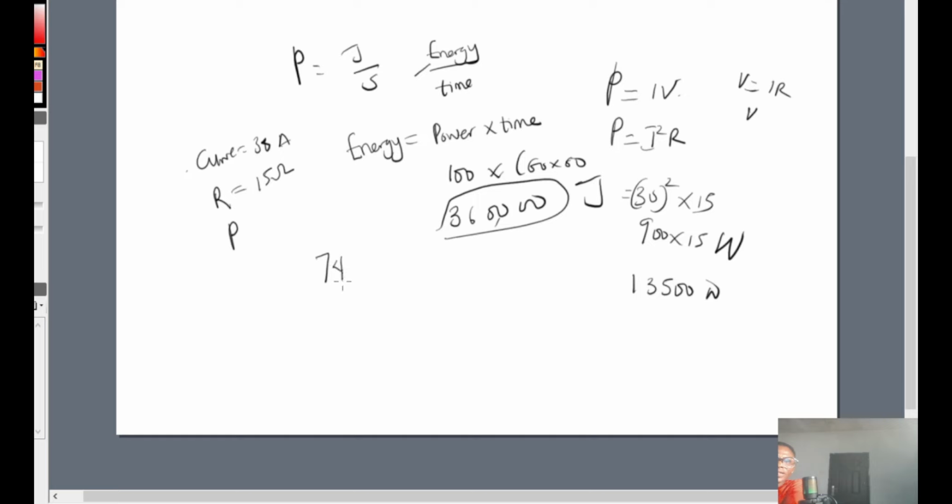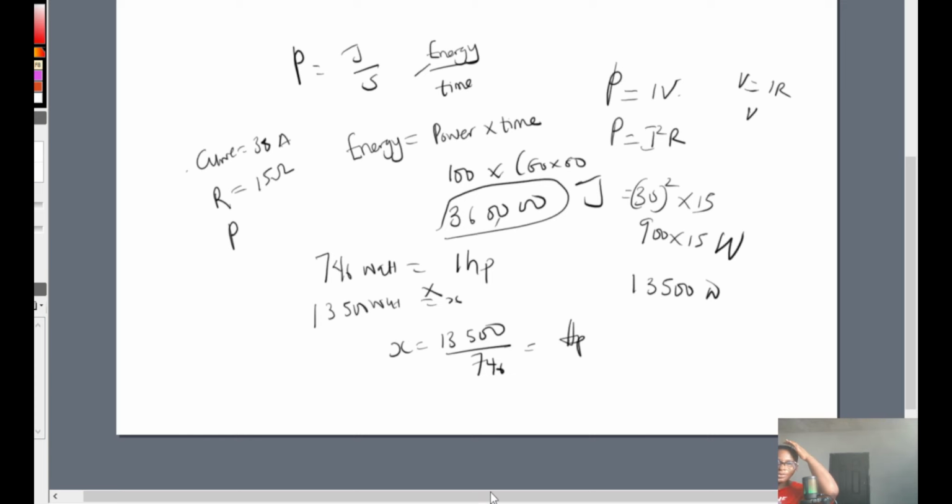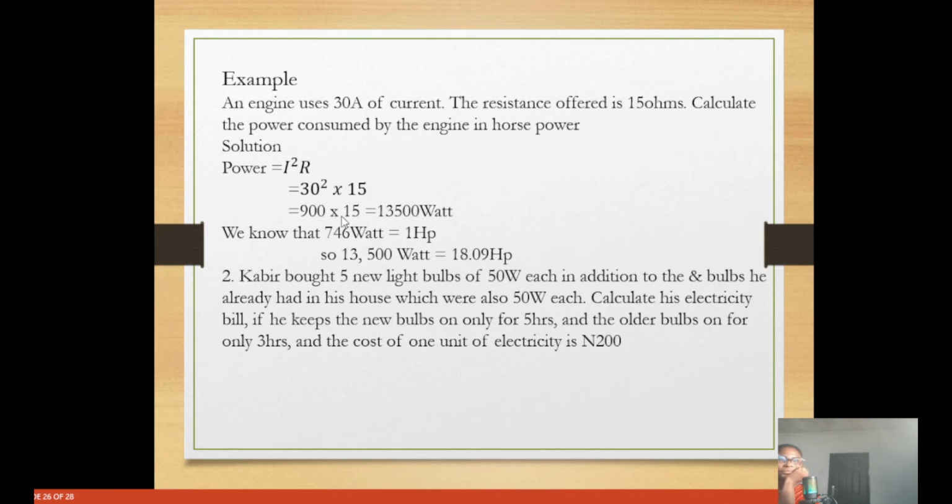So 746 watts is equal to 1 horsepower. Then what about 13500 watts? What will it give us, equal to x. You know that we're going to have to cross multiply. So our x will be 13500 divided by 746. And our answer will now be in horsepower. We know that 746 watts is equal to 1 horsepower, so 13500 watts is equal to this, and that is our answer.